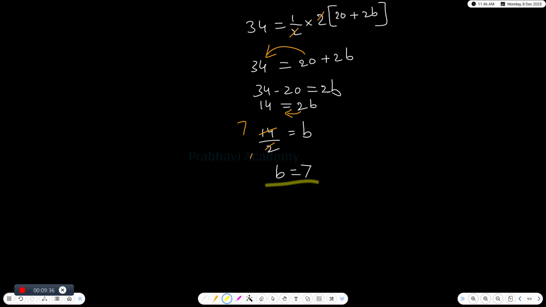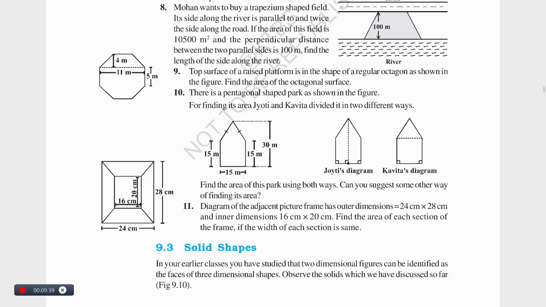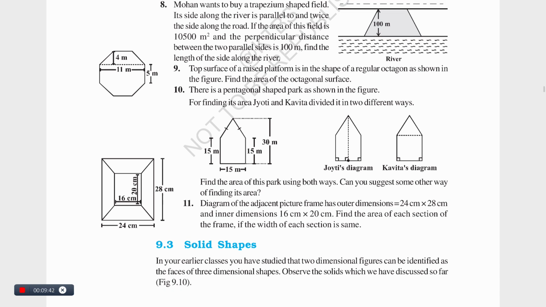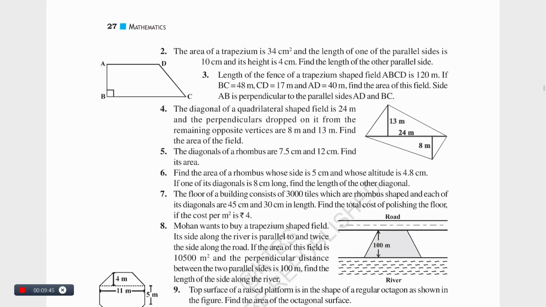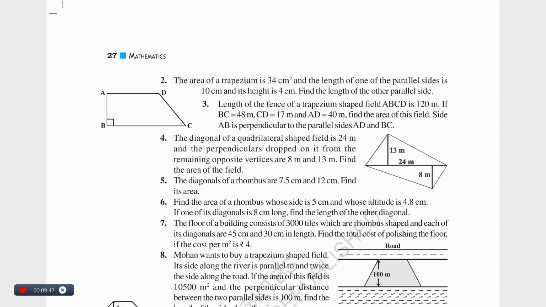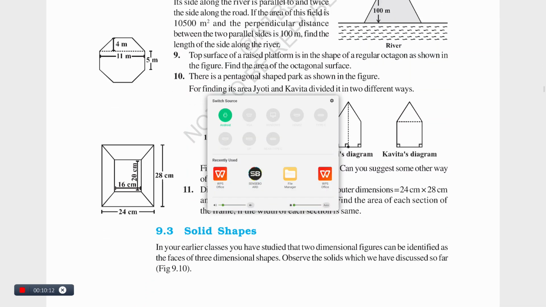And the next, that is the third one. The diagonal of a quadrilateral shaped field is 24 meter and the perpendiculars dropped on it from the remaining opposite vertices are 8 meter and 13 meter. Find the area of the field. Area of the field is asked. So let us do this, the third one.